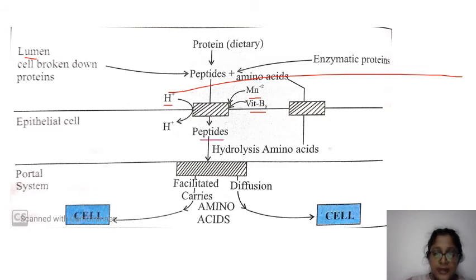Now this peptide, by facilitated diffusion, moves into the cell and into the portal system, and the amino acid, which was in the form of amino acid only, needs no further digestion and directly moves into the cell with the help of diffusion.